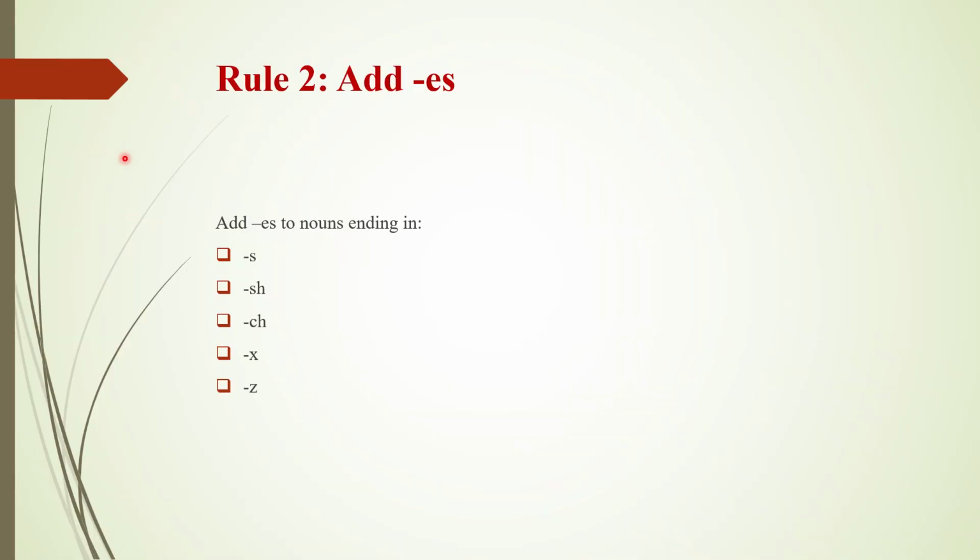Then rule number two, we add es, but the es is not just added to any word. We are going to add es to nouns that end in s, sh, ch, x, and z. We want to move on to the examples so that you can see where we are applying this rule.